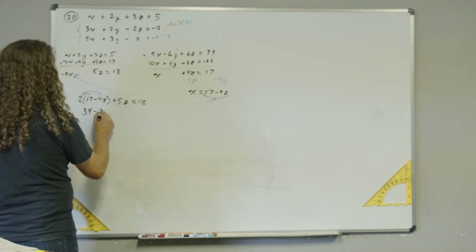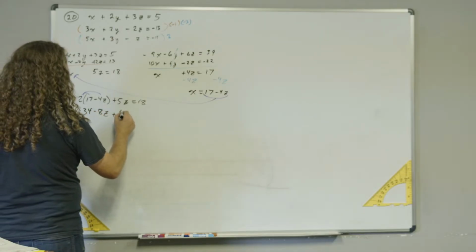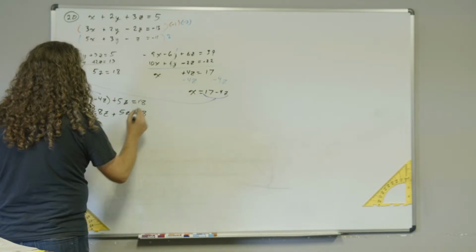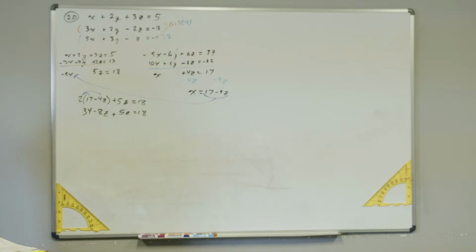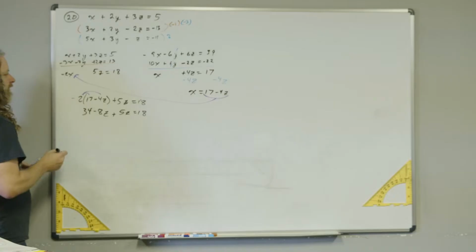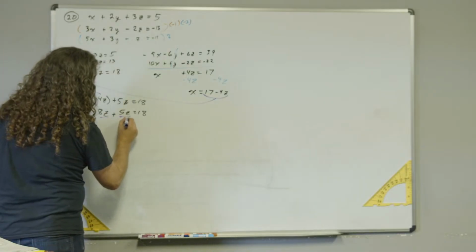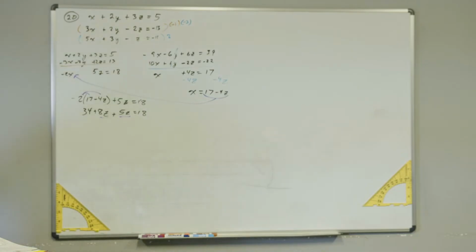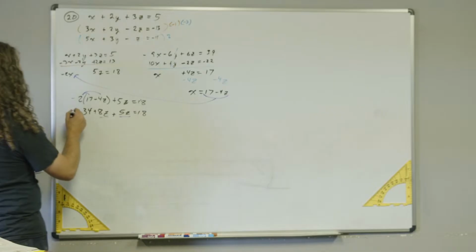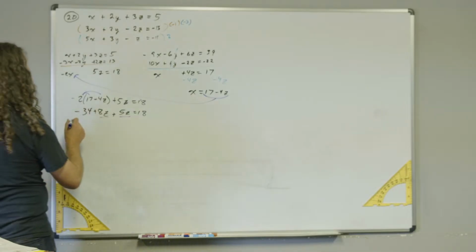Yes. 34 minus 8z plus 5z equals 18. Now we can subtract off the 34 and add the 8 and 5 together. It's negative 34, and that's a negative 8. Oh, because I didn't copy down a negative, which would make this also a plus. So we add 34 to both sides.